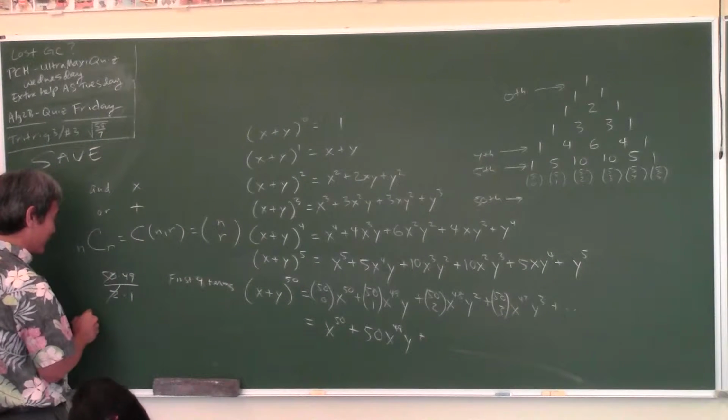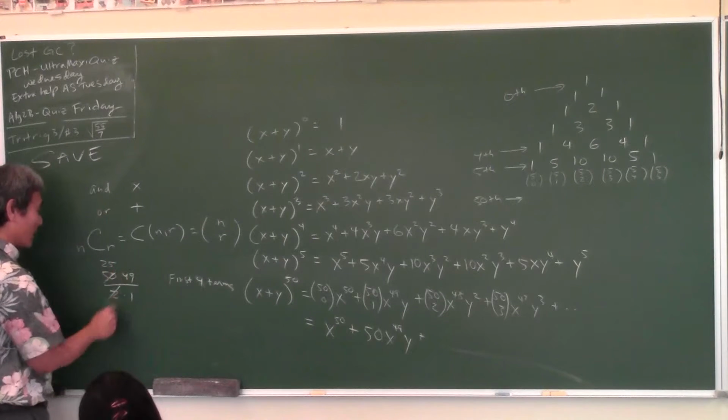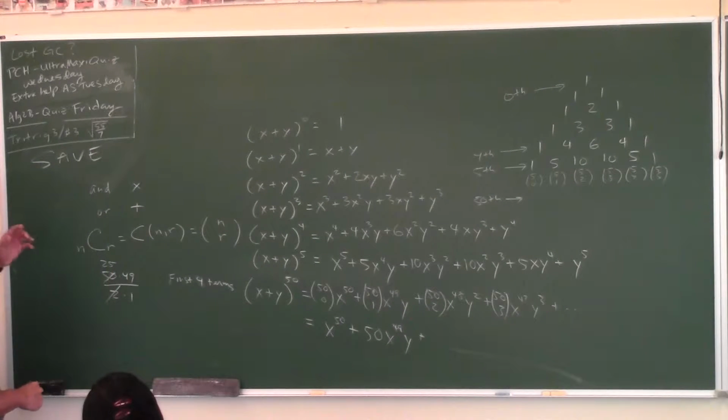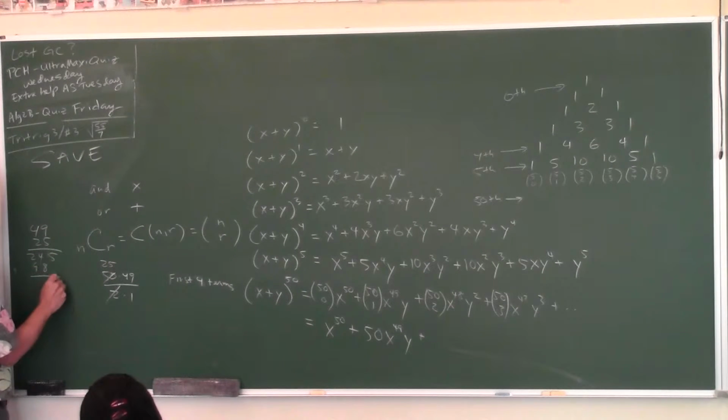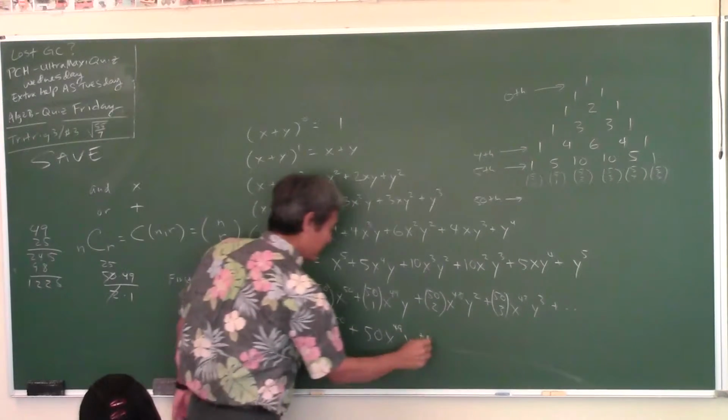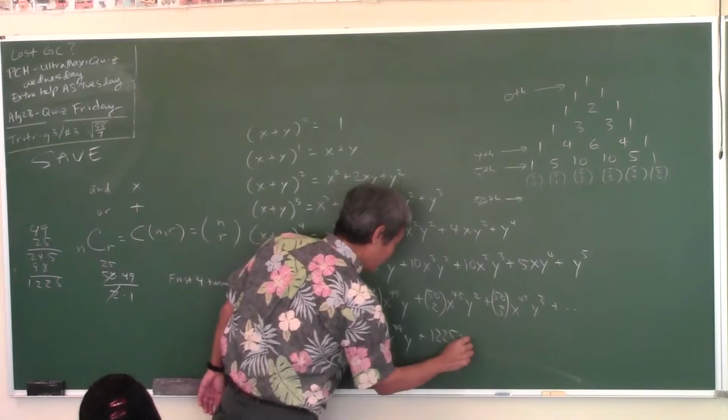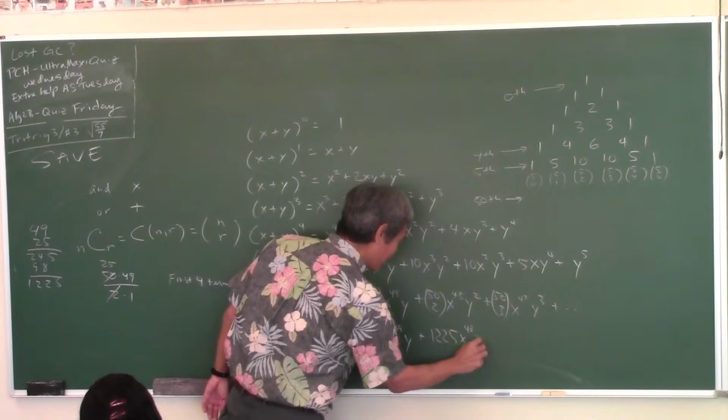2 goes into 50. You know what? I shouldn't have picked 50. But that's okay, you guys can handle it. What's 49 times 25? 5 carry 4. 8 carry 1. 5, 2 carry 1. 1, 2, 2, 5. I'm afraid to even go to the next term.